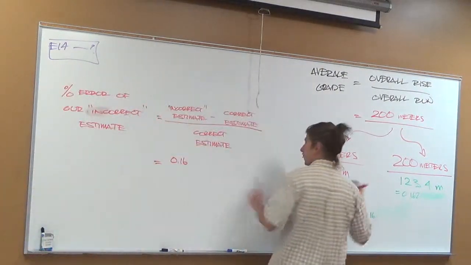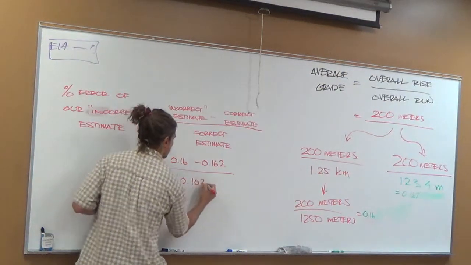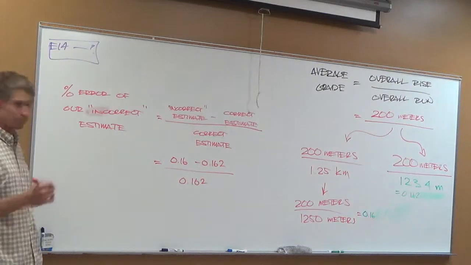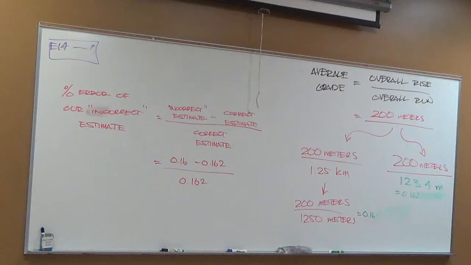Okay, 0.162, that goes here. And that 0.162 is also the correct estimate, it goes down here. So don't they just cancel each other out and we're still left with being incorrect? Oh, I mean, what happened there?